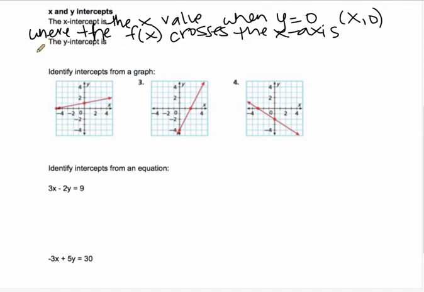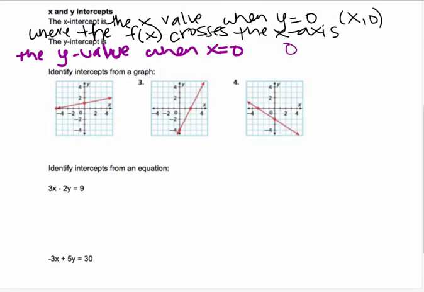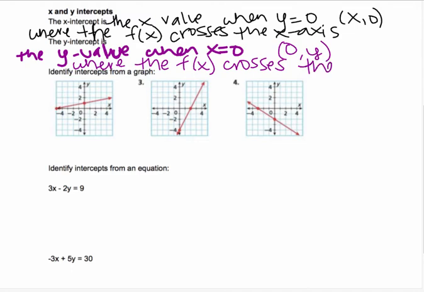The y-intercept is the y value when x equals 0. So it is written as 0 comma y. And it's where the function crosses the y-axis. Okay, so x-intercept and y-intercept.